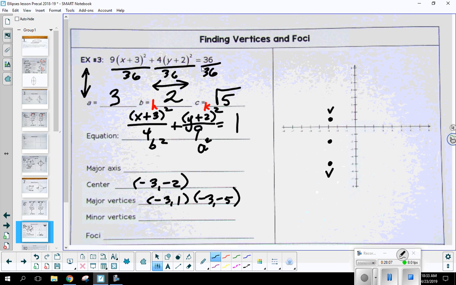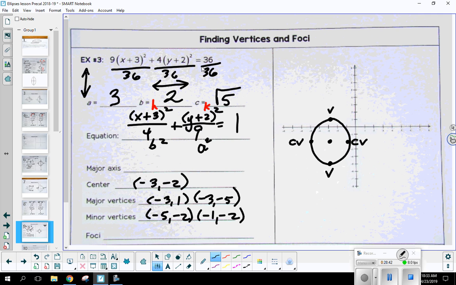All right, so let's see. How far right and left was I going to get the covertices? 2. So from the center, I was going to go 2 right. There's a covertex. 2 left. There's a covertex. What's the covertex on the left? -5, -2. And what's the right one? -1, -2. All right, let's see if I can draw a decent looking ellipse. Yeah, it looks pretty good.